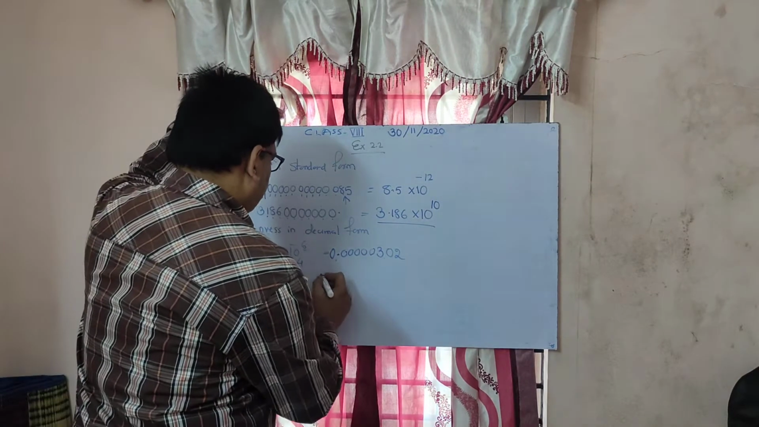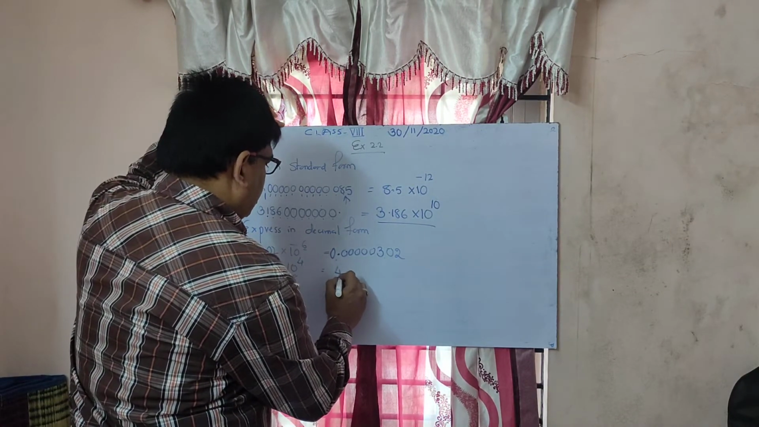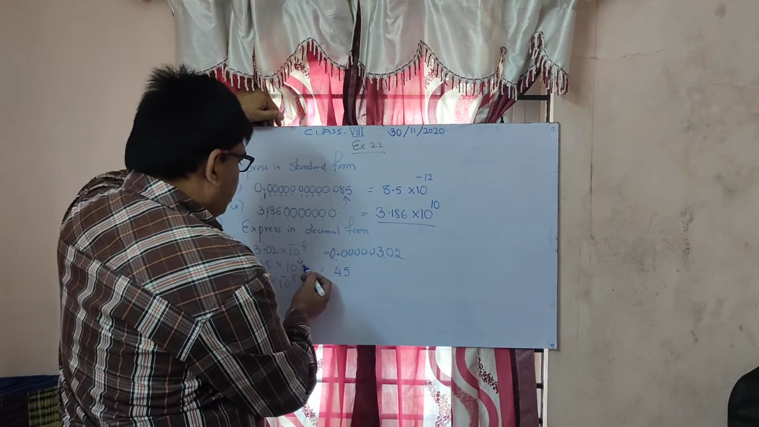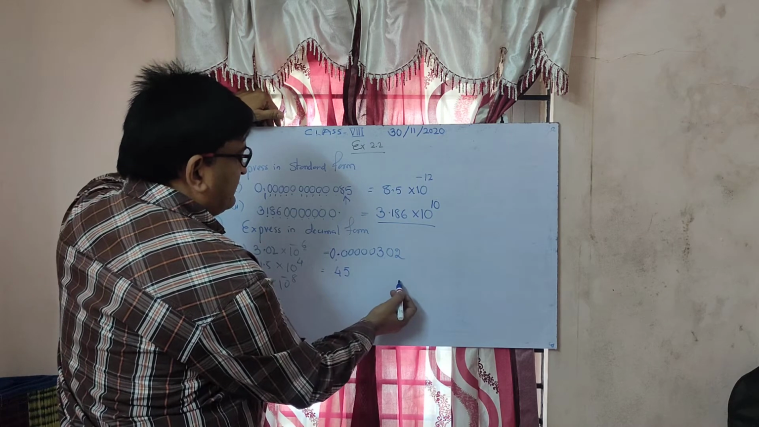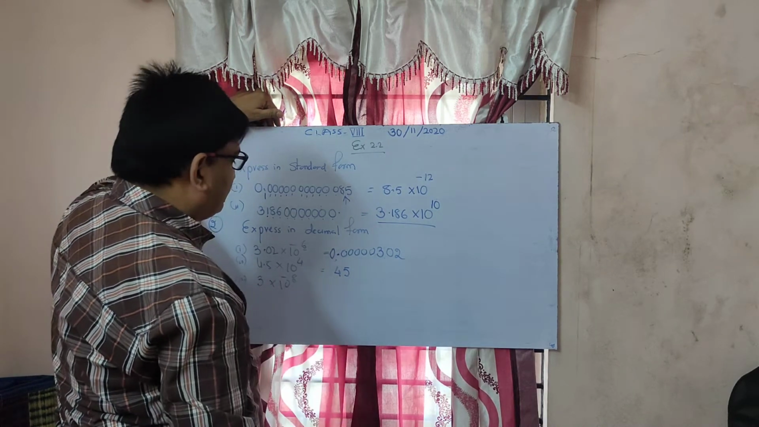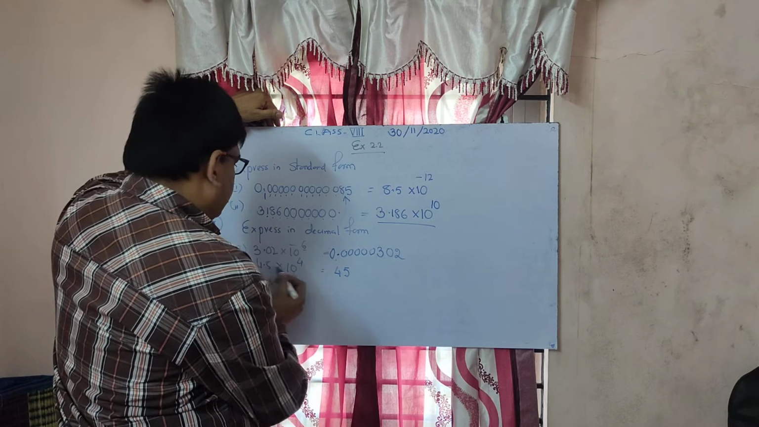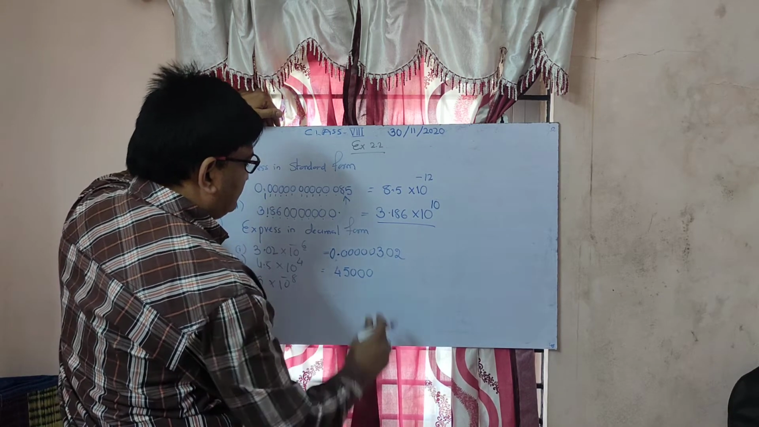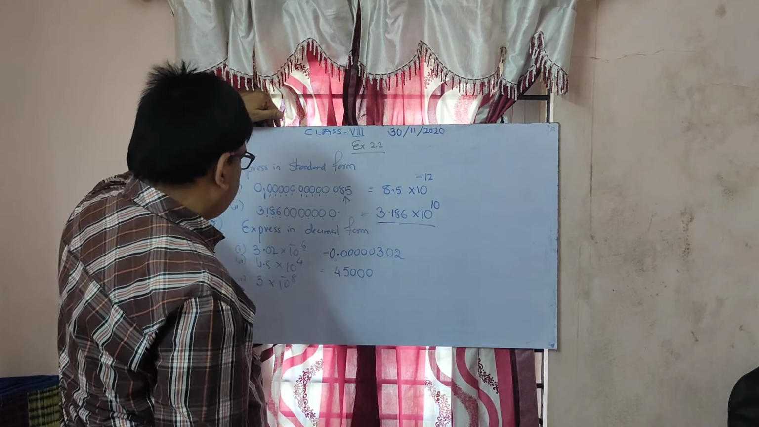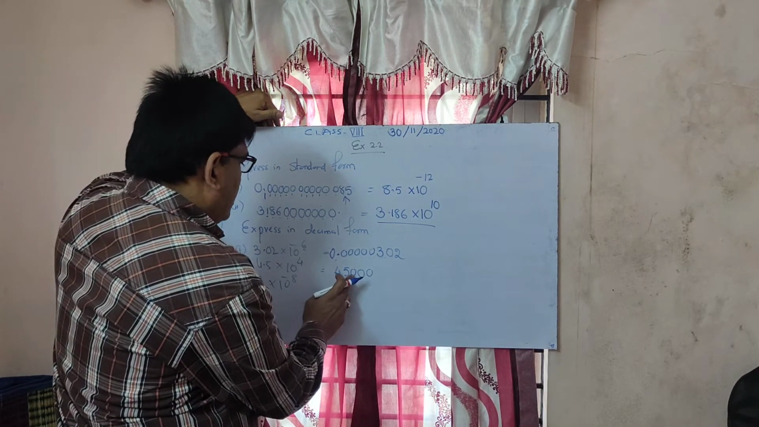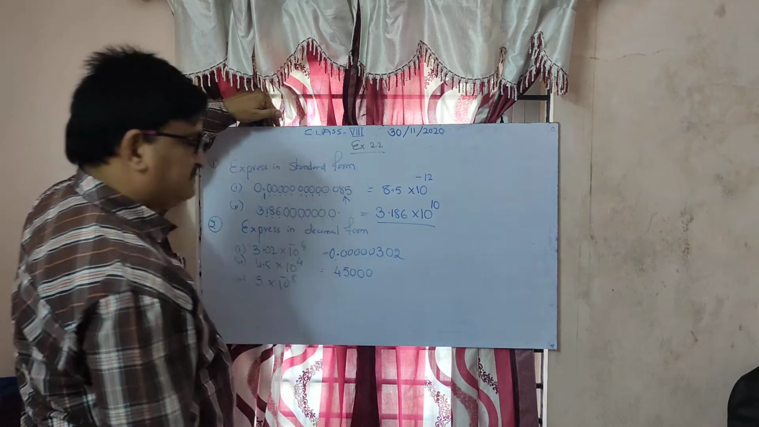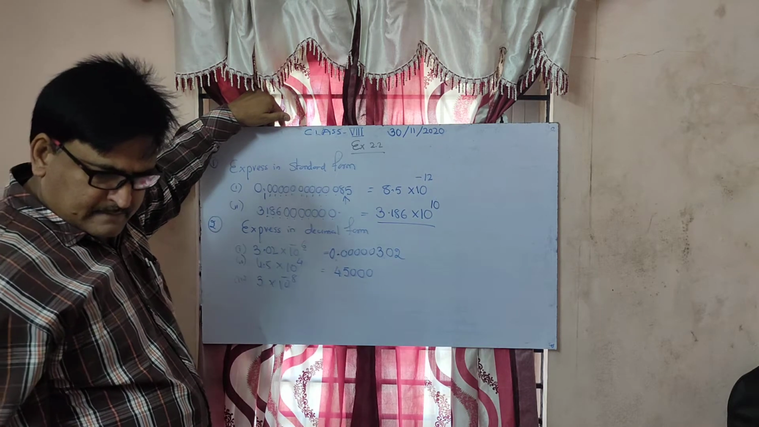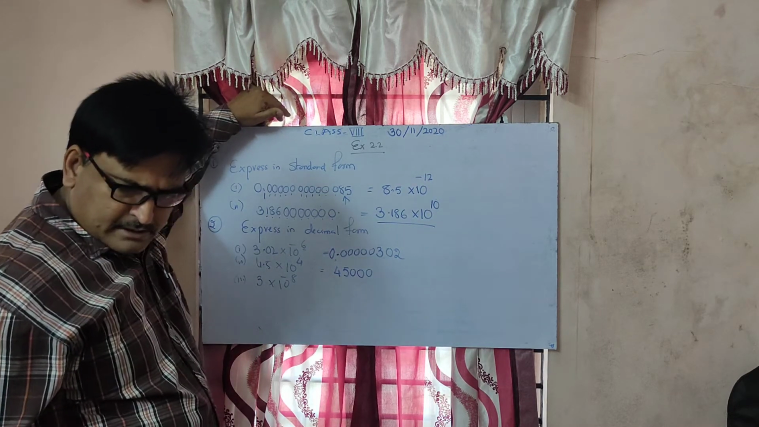4.5, and the rest plus 4 is there, right? 45. Forget about the point. Plus 4 means the zeros will be on the right side of the number. Plus 4, so 1, 2, 3, 4. That's it. Now the point moved 4 places. 1, 2, 3, 4. That's it. The power is plus 4.